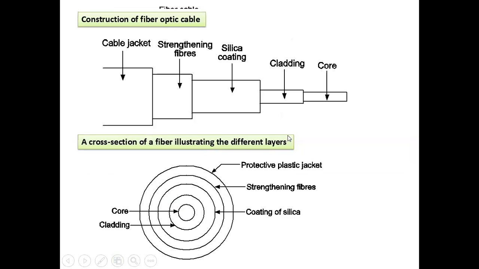Now we will see the construction of fiber optic cable. The inner part is the core, then you have a cladding, then silica coating, then strengthening fibers, and finally cable jackets. This is the construction of fiber optic cable. A cross section you can directly see illustrating the different layers of this fiber optic cable.